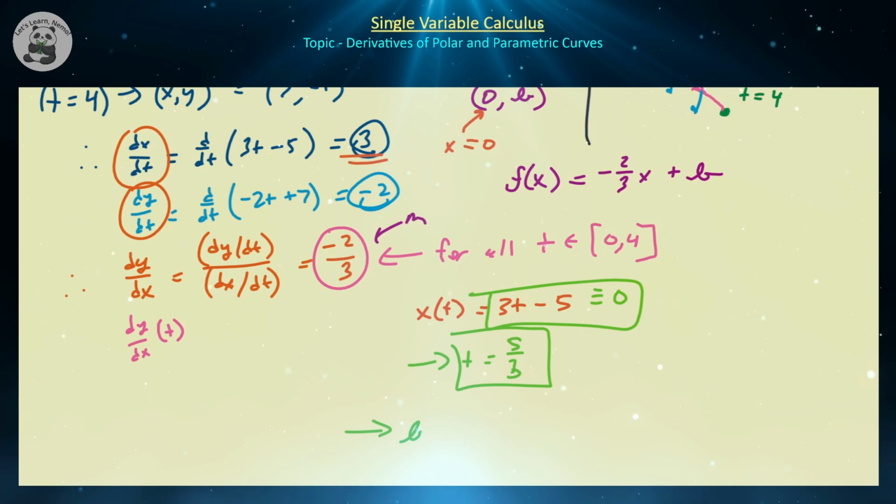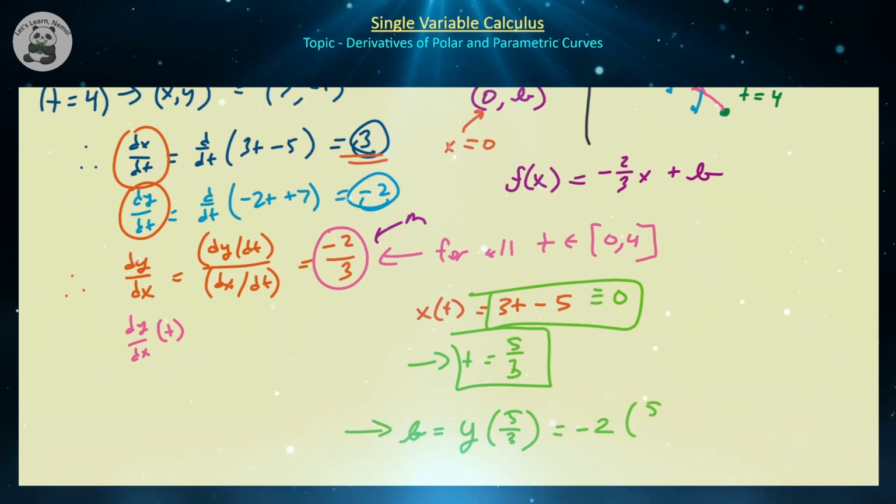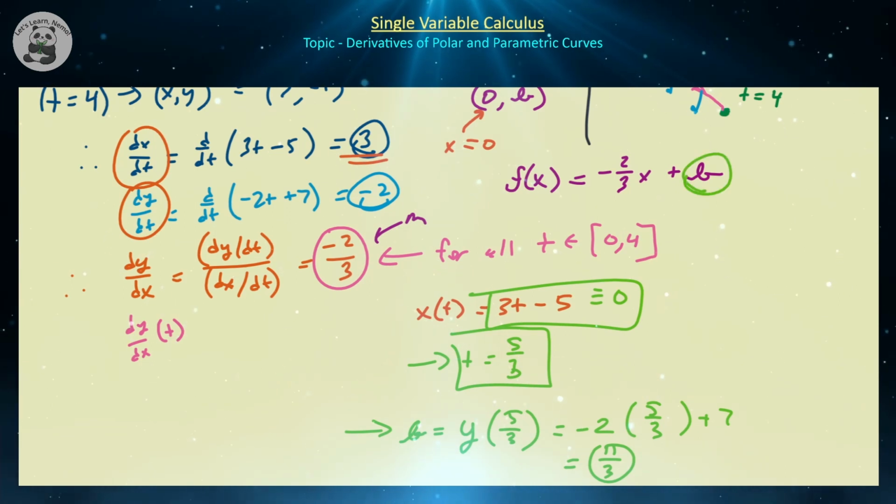So that means b is just going to be equal to y of 5/3, which is the point for which x is equal to 0. So y of 5/3 is just going to be equal to, we can just plug that into our y equation, so minus 2 times 5/3 plus 7. And once we do some fraction math, we're just going to realize that that's equal to 11/3. Right? So that's going to be our b.